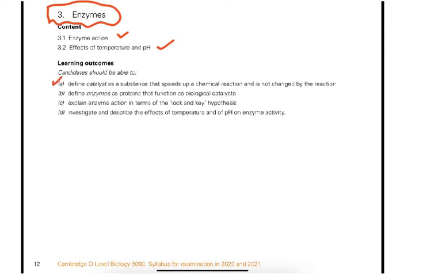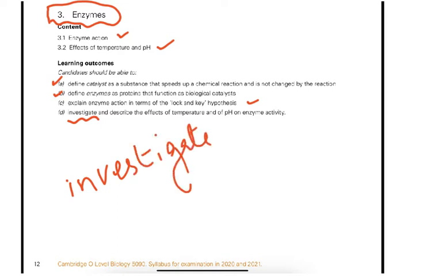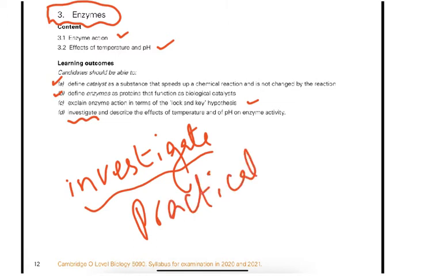So that is part A of the syllabus, and part B. Then explain enzyme action in terms of the lock and key hypothesis. And the last one is investigate. Now, whenever there is an investigate, please remember, we need to know the practical details of this. So how would we do these in the lab? Because this is what is expected of you, that you would be doing lab work and studying the effects of temperature and pH on enzyme activity.